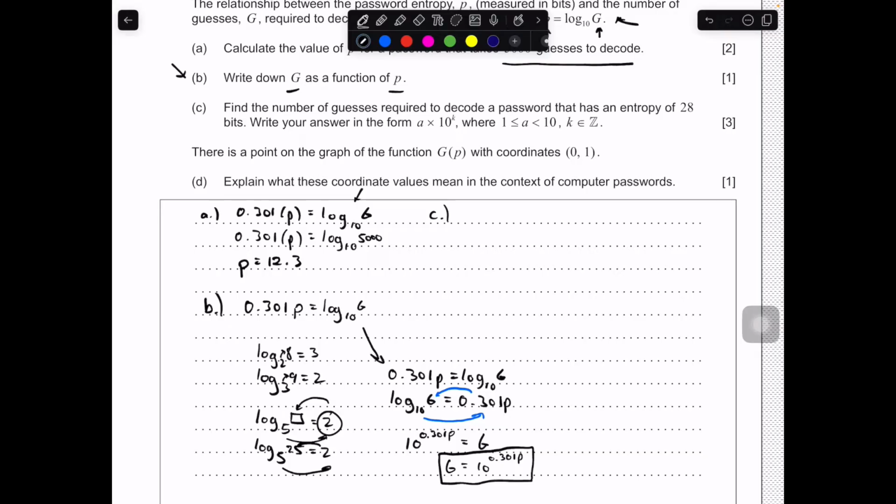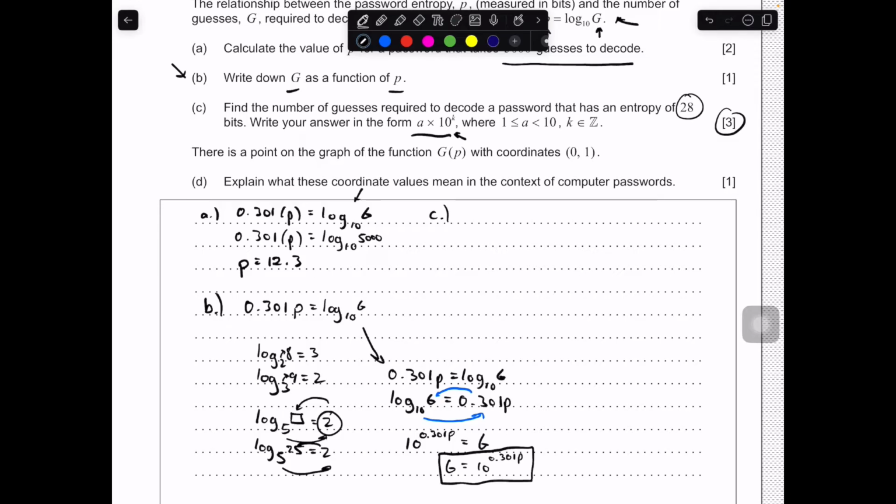Find the number of guesses required to decode a password that has an entropy of 28 bits. Write your answer in the form of a times 10 to the k. Alright, 3-mark question. The first part is input-output, recognizing what your inputs and outputs are, given a function which relates p and g. And then the second part is saying, can you convert this to scientific notation?